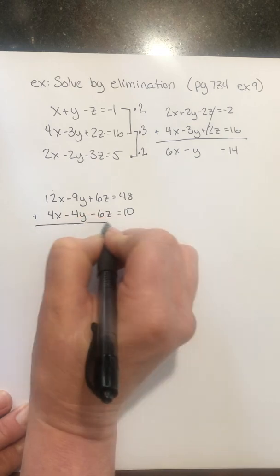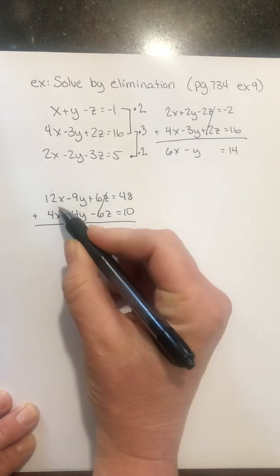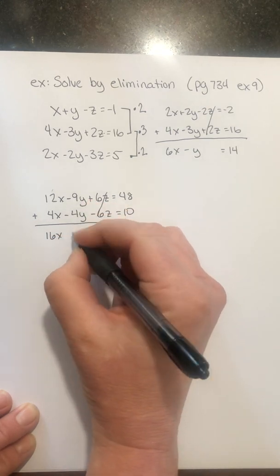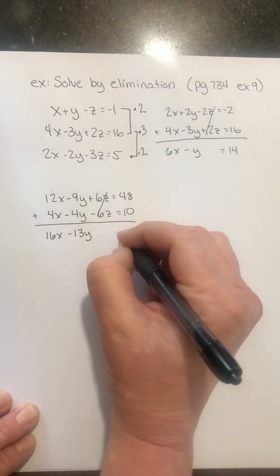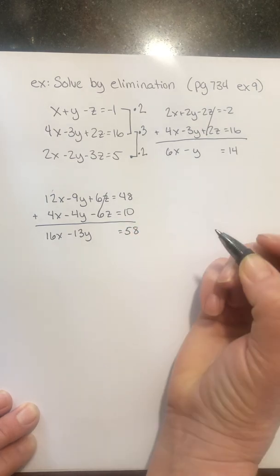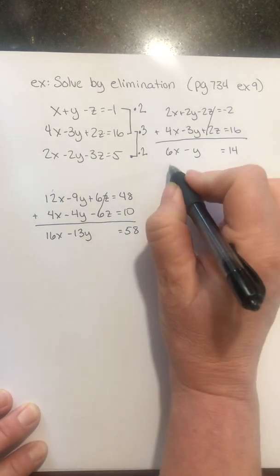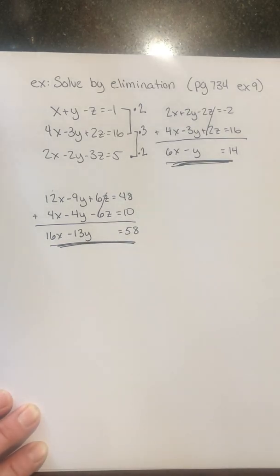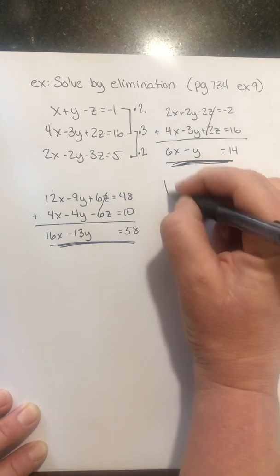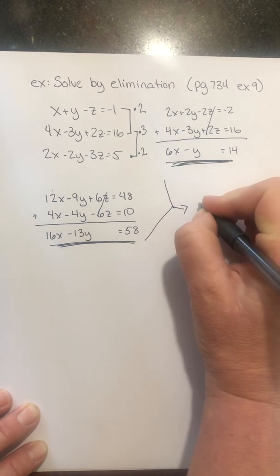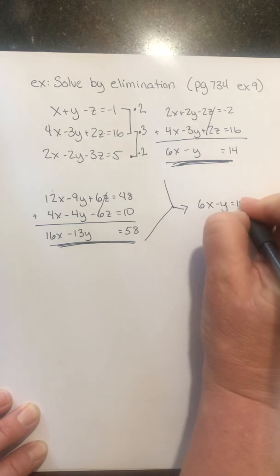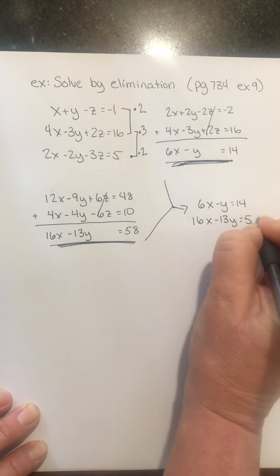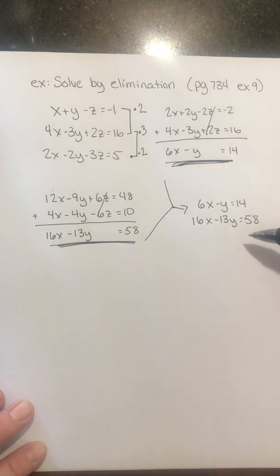So now when I add these two equations together, the z's cancel. 12x and 4x is 16x. Negative 9 minus 4 is negative 13y equals 58. So now I have two equations with just x and y. So now I'm going to put those two together into the system: 6x minus y equals 14 and 16x minus 13y equals 58, and solve that system.